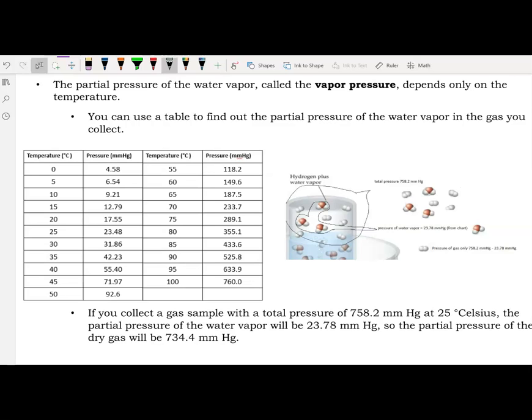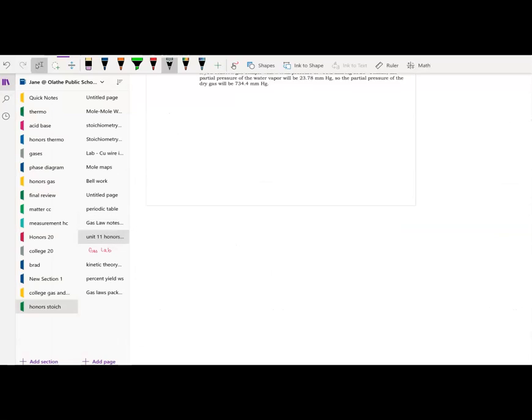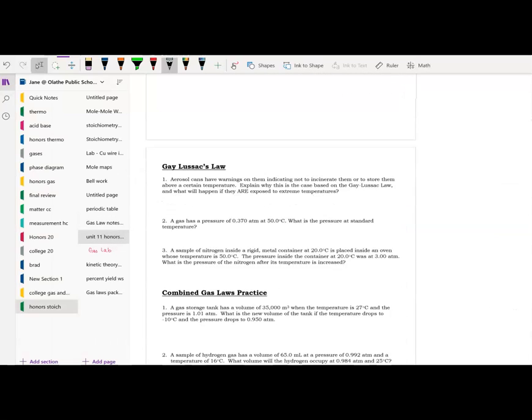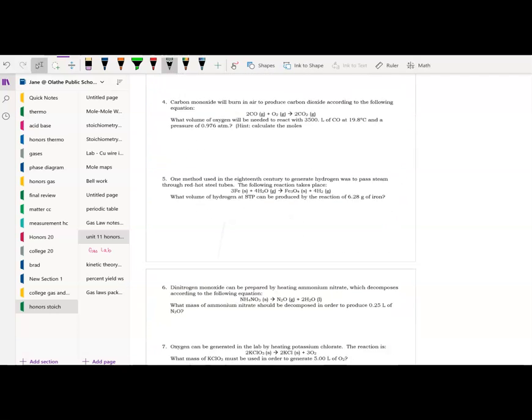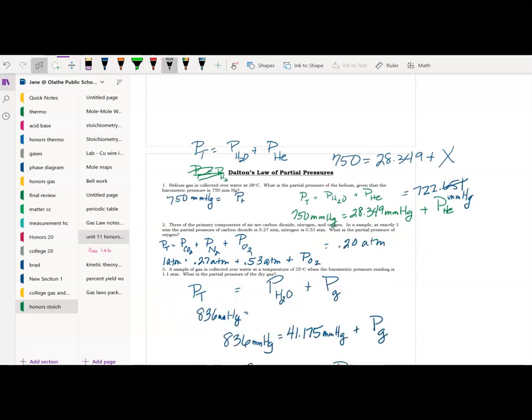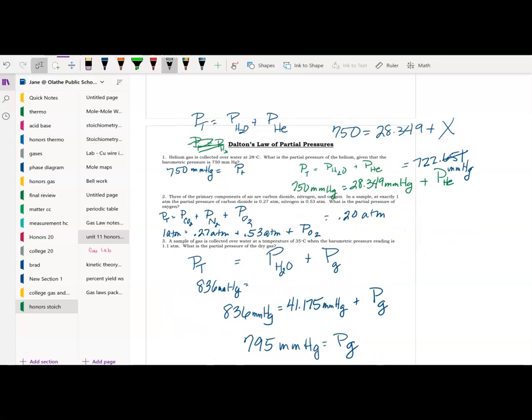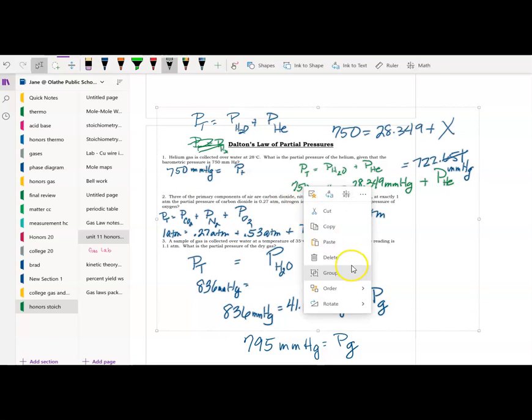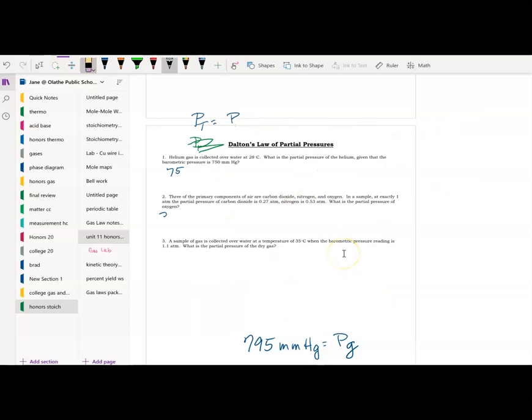So let's practice that. In your big packet, if you will please turn to page 14. So for page 14, we're going to work some Dalton's laws of partial pressure now.